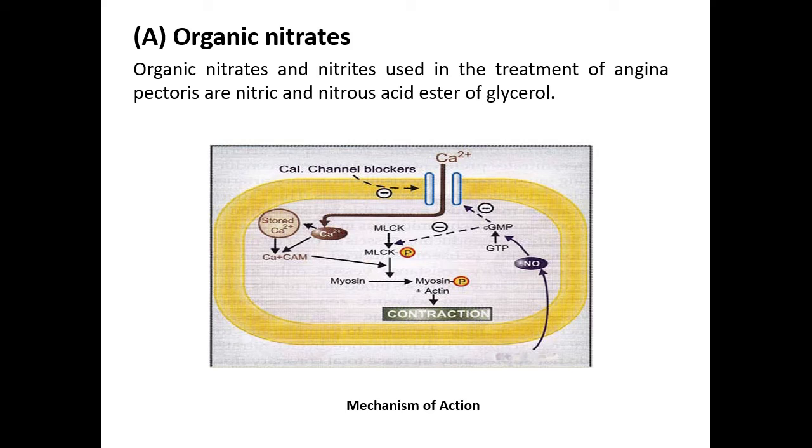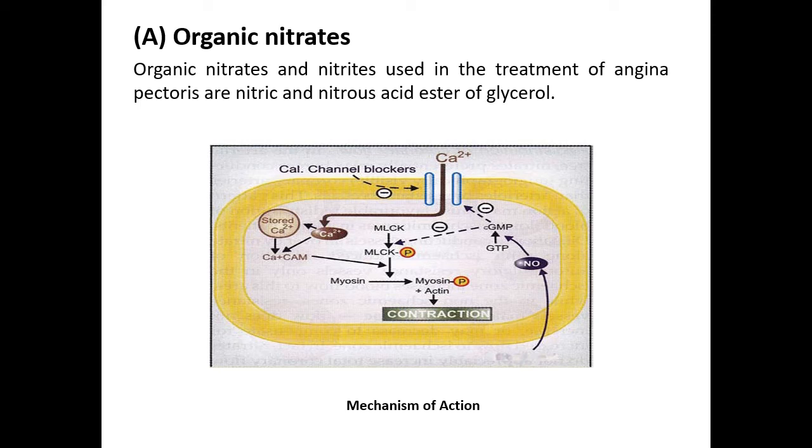activates the guanylate cyclase. It activates the guanylate cyclase that leads to the conversion of GTP into cGMP, or cyclic guanosine monophosphate. When there is an increased level of cyclic guanosine monophosphate, then it acts through two prominent actions. The first action is the blockade of the voltage sensitive calcium channel, and along with that it reduces the activation of MLCK, that is myosin light chain kinase, through its phosphorylation.